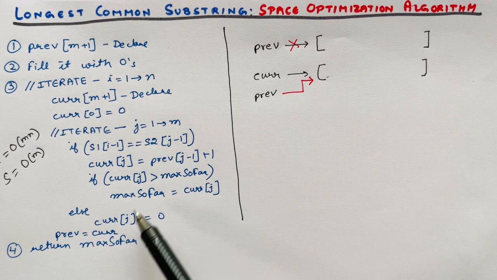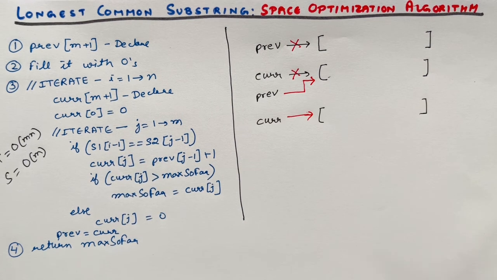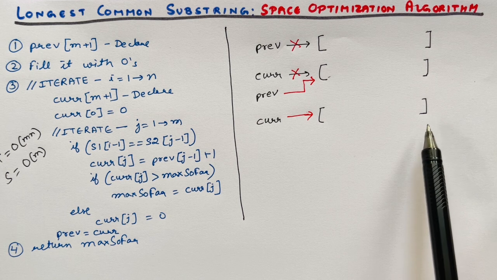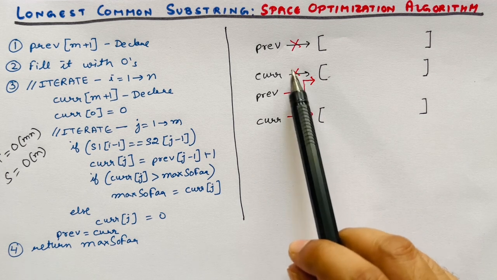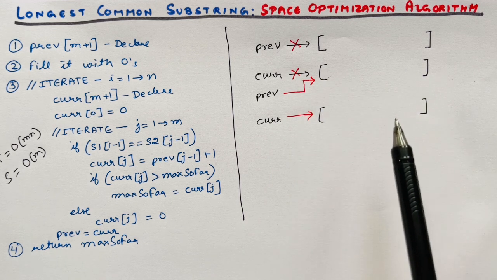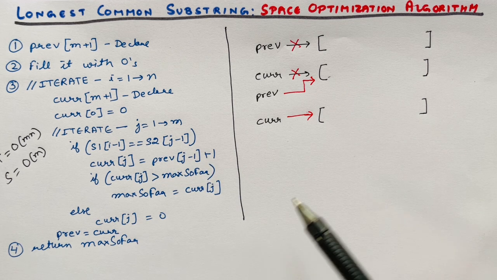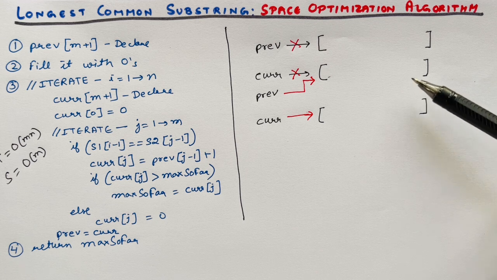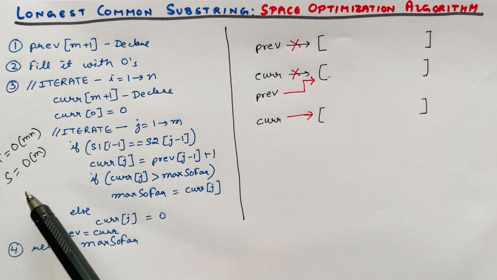Now let's see what happens in the next iteration. In the next iteration, we again declare a new current array. Another memory block is allocated and now this current pointer points here. That means this connection is broken, but previous now points to this memory block. And this goes on in every iteration. So therefore, at max, we only have two arrays of size m plus 1. And that is why our space complexity is just order of m.